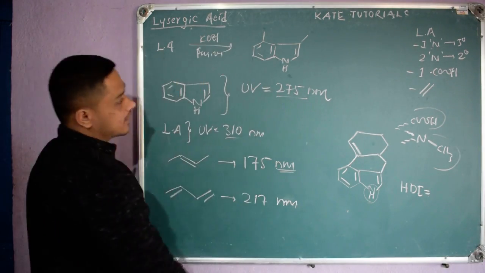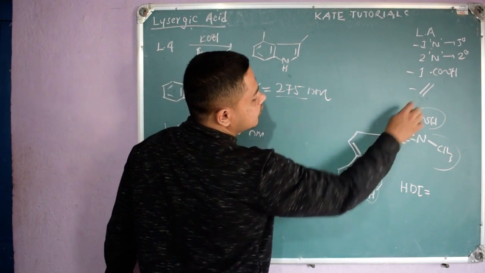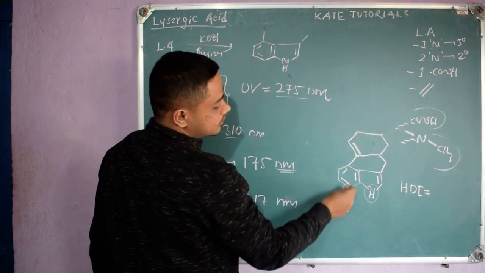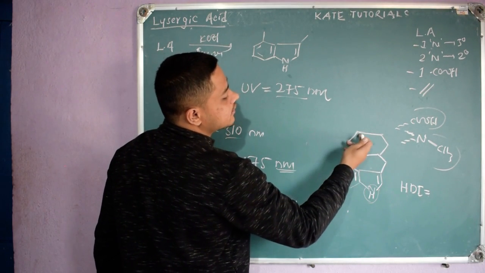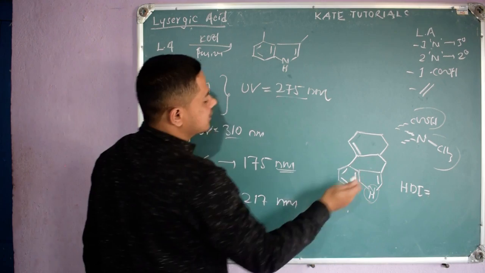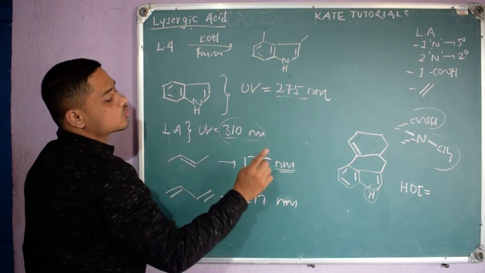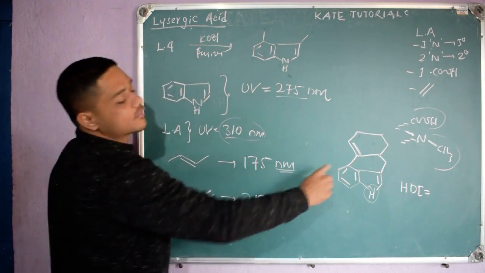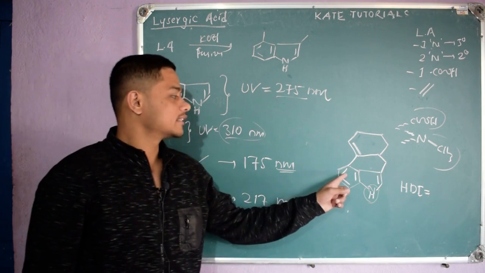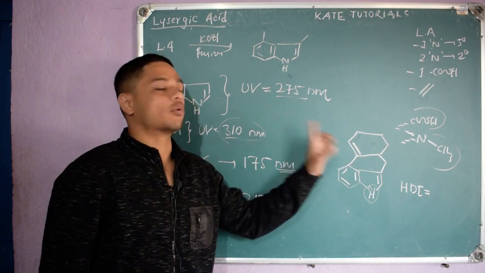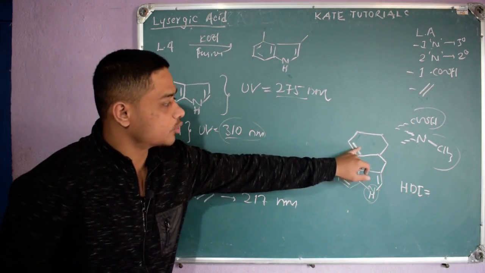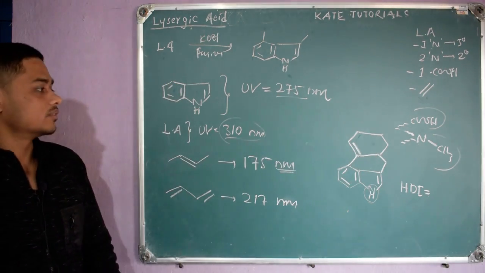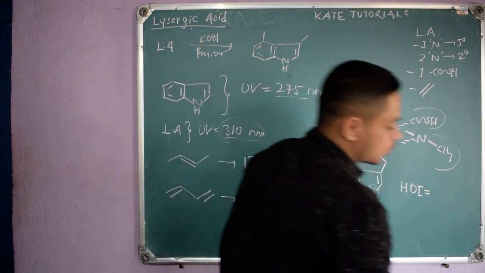So they concluded that the position of this double bond is like this only. You might say the double bond can be here or here, but the thing is, 310 nanometer is only possible when it is in conjugation with a pi bond. So here it is pi bond, single bond, pi bond. So conjugation is there, because of which they gave the position of this pi bond, right? So they got this skeleton now.